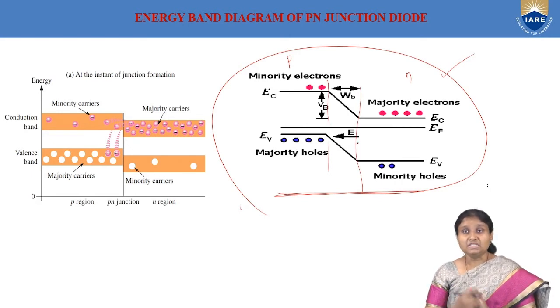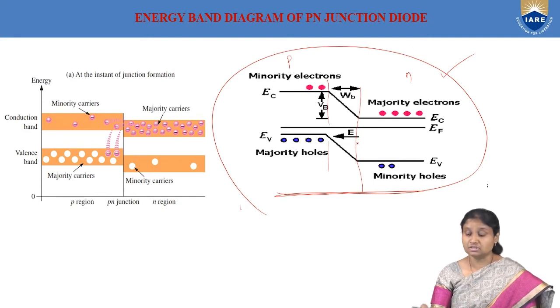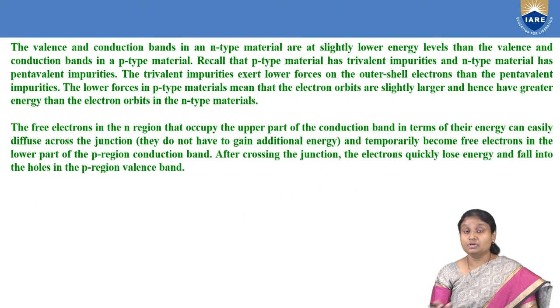Now, what happens in this energy band diagram when we bias our PN junction diode? That also we are going to discuss now. But before talking about the forward biased PN junction diode and reverse biased PN junction diode, first we'll try to see what is the phenomenon that is exactly taking place once the PN junction is formed.